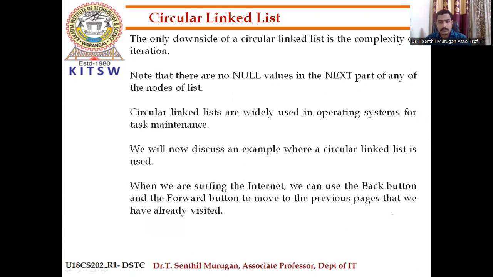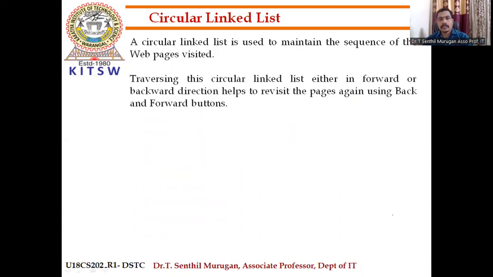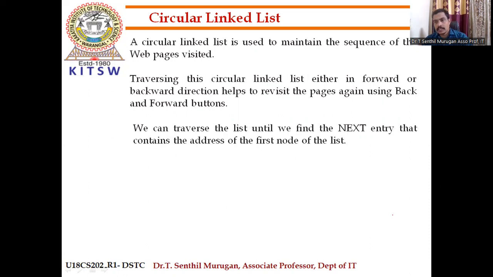Okay, so same thing, whatever I said. So how is it done? The answer is simple. A circular linked list is used to maintain the sequence of web pages visited. Traversing will start from any node, then we will move in forward and reverse directions. In the case of a circular doubly linked list, we can go in the reverse direction also.